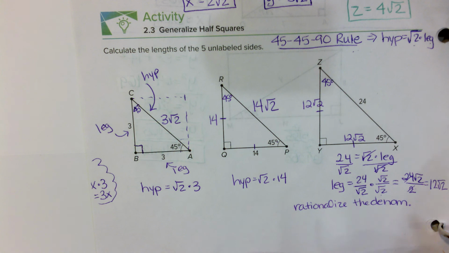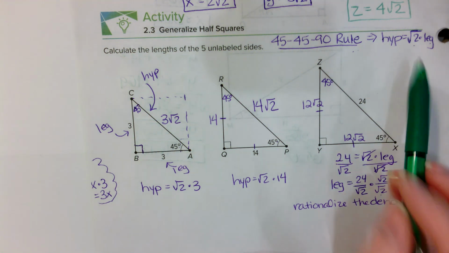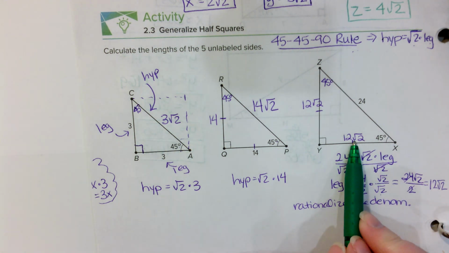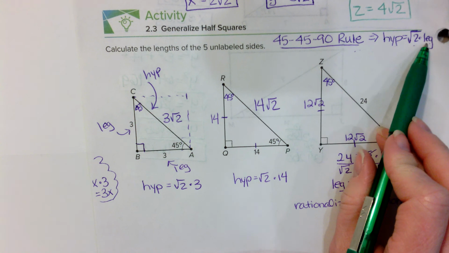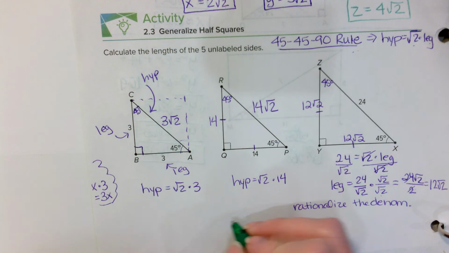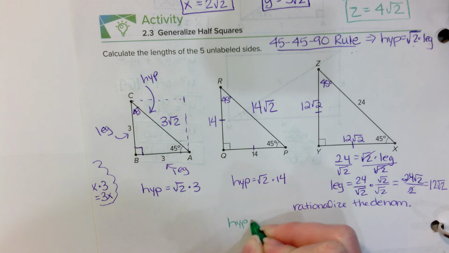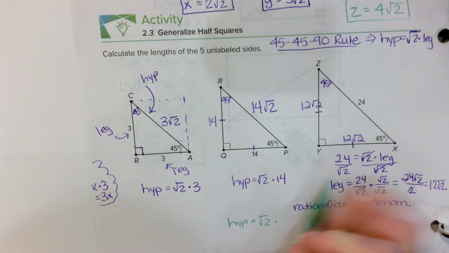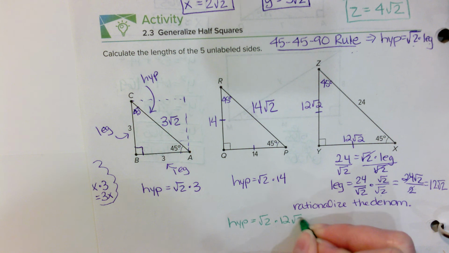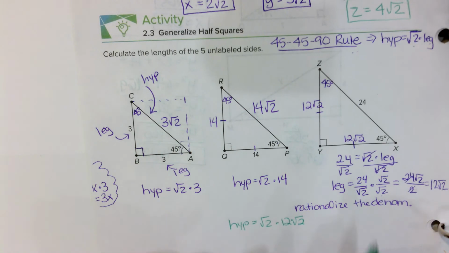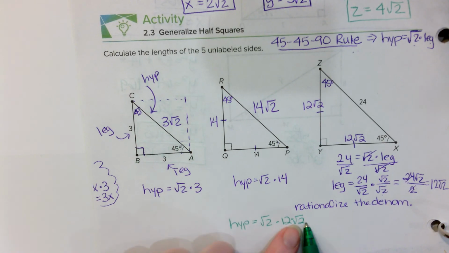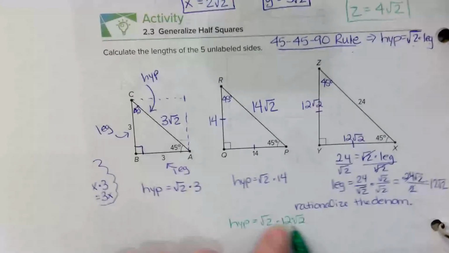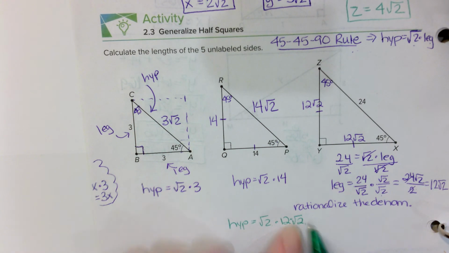Let's look at that math since we haven't done a lot of radical work. Let's say I want to check this answer. I'm going to insert it in for the value of my leg. So the hypotenuse is equal to the square root of 2 times this 12 rad 2. Okay, so this is really all multiplication. There's 3 terms here: square root of 2 times 12 times the square root of 2.